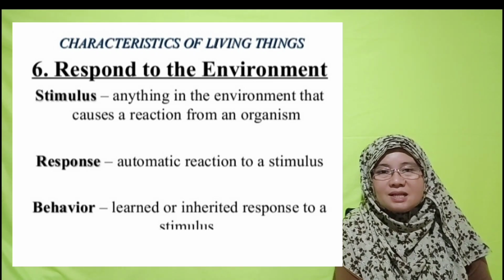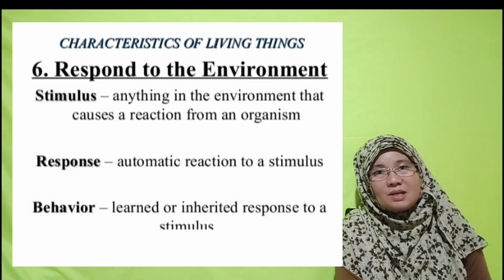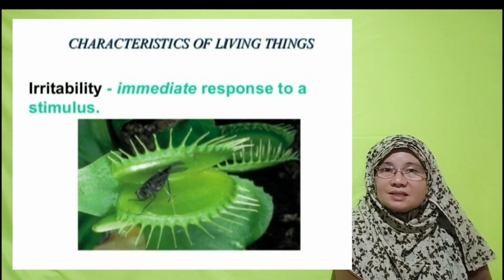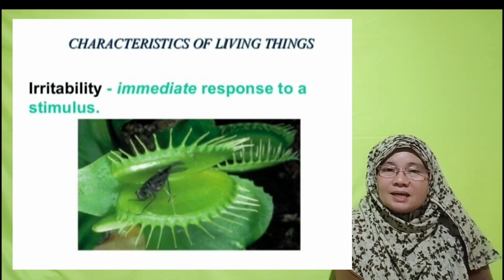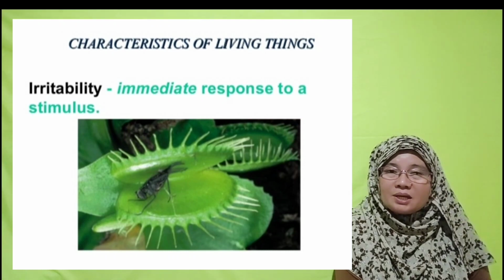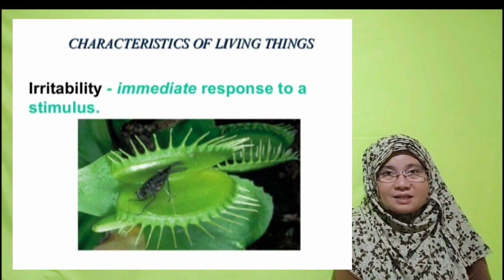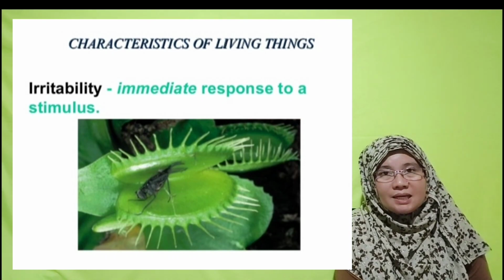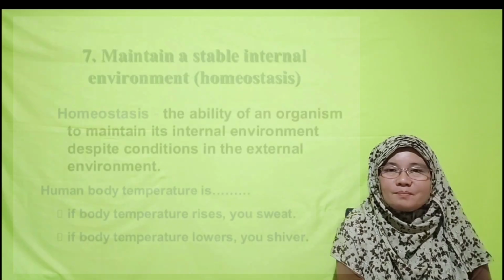And behavior is a learned or inherited response to a stimulus. An example of this is irritability. It is an immediate response to a stimulus. We have here a picture of a Venus flytrap. When a fly touches the leaf, automatically the leaf closes.